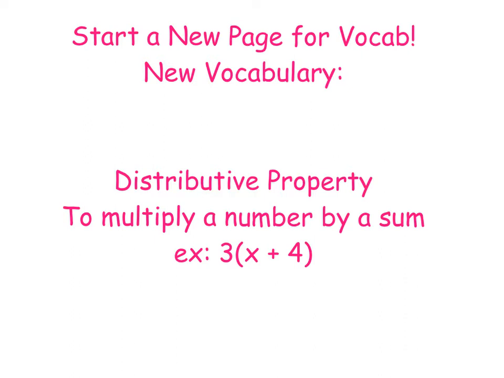You have one new vocab term, and that would be the distributive property, which is when you have to multiply a number by a sum. It could also be multiplying a number by a difference, because we know that difference with subtraction really is the same thing as a sum, and so anytime you have a plus or minus problem in parentheses, you can use the distributive property.